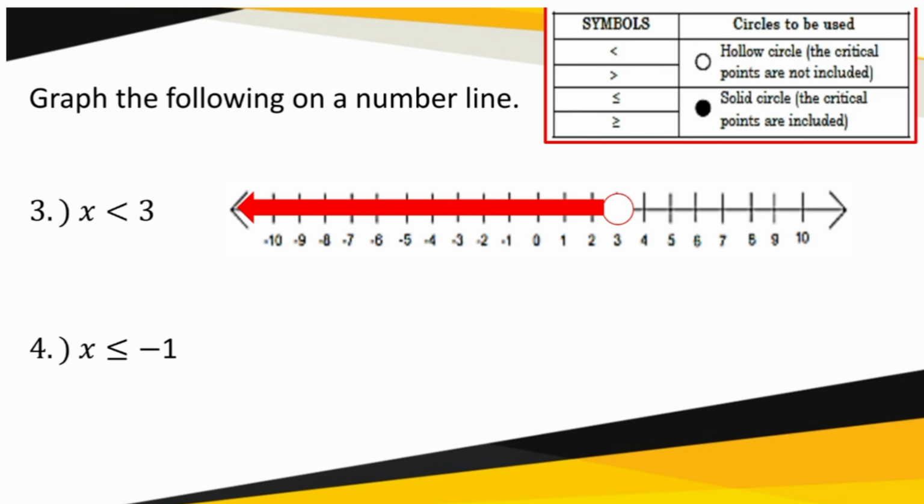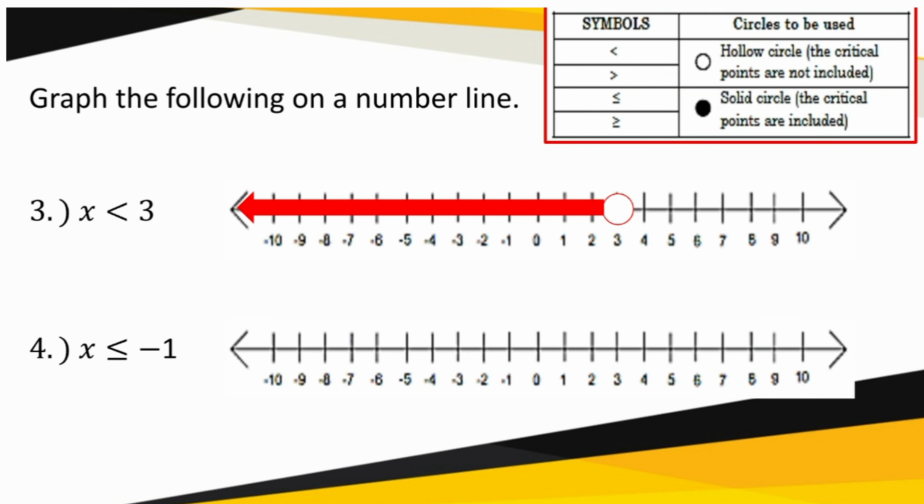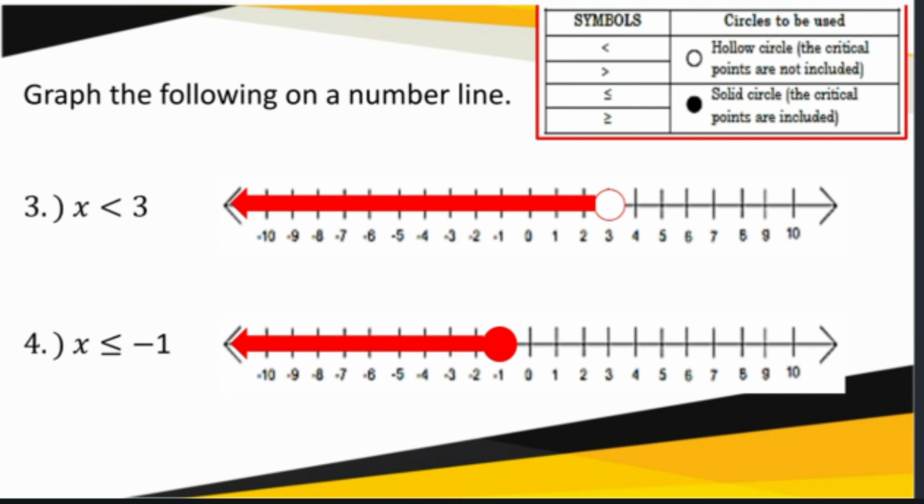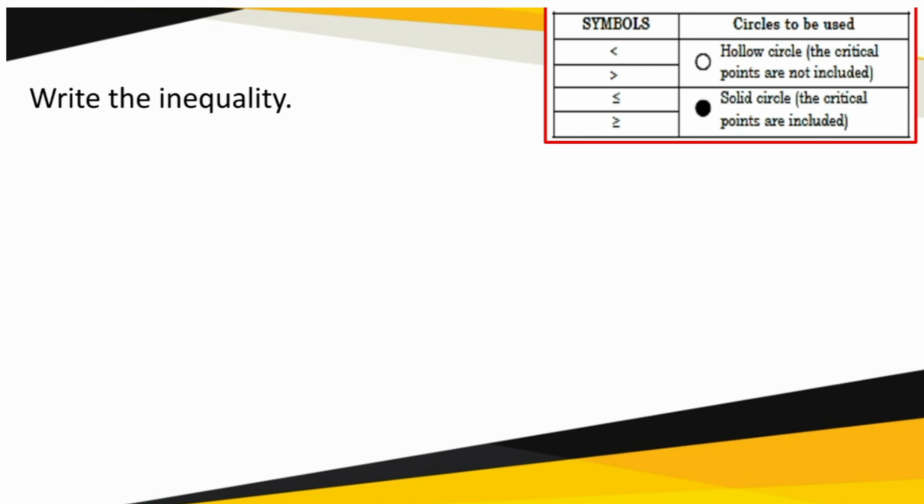Next, example number 4, x is less than or equal to negative 1. Sa palagay nyo, ano kayang circle ang ating gagamitin? Tama. So, ito ay solid circle, which means negative 1 is included in the solution set and those numbers that are less than negative 1. Okay, so next, let's do the reverse.